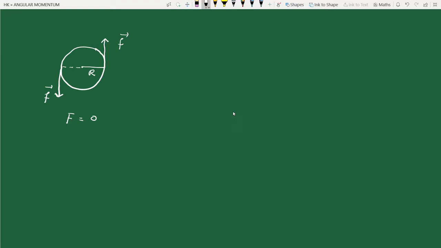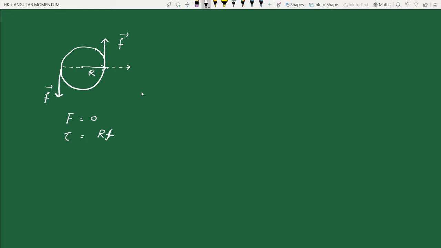But because these two forces are equal and opposite, let us calculate the torque with respect to the center of the disc. First consider the torque due to this force. This is the direction of the vector R. The perpendicular distance from the origin to the force is nothing but the radius of the disc. So the magnitude of the torque due to this force is perpendicular distance into force, so R into F.